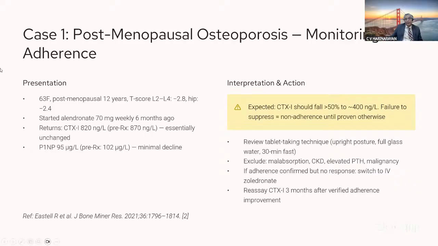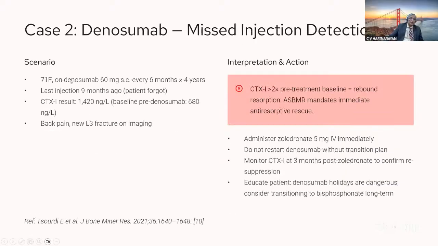So review the tablet. Ask them whether they take it sitting upright, with a full glass of water, 30 minutes fasting, and exclude malabsorption. If adherent but no response, switch to IV zoledronate and reassess after 3 months. Similar scenario of denosumab, 4 to 6 months. Last injection 9 months ago, patient forgot to take. CTX has gone up compared to pre-treatment level, from 680 to 1420. Now a new fracture at the spine.